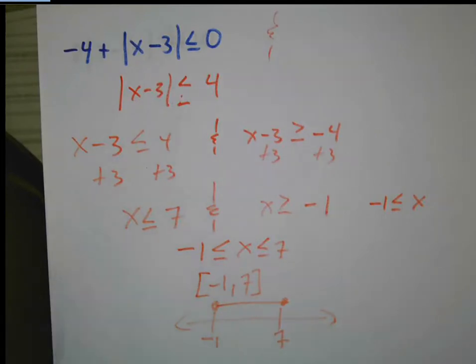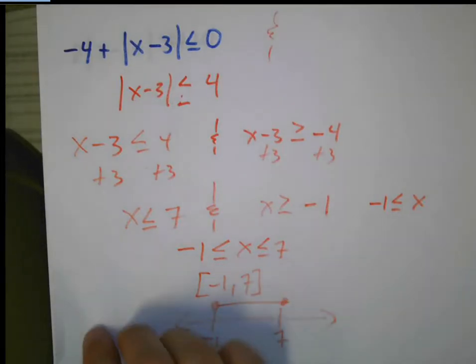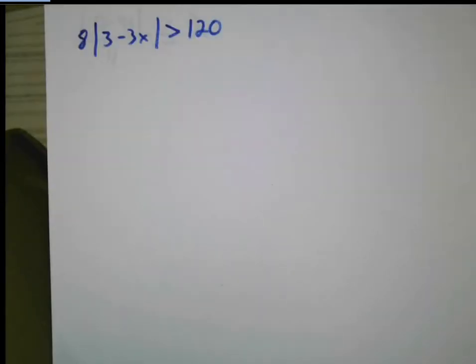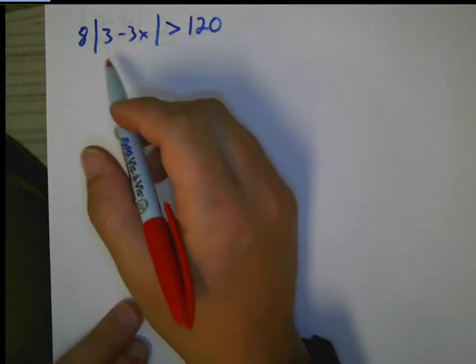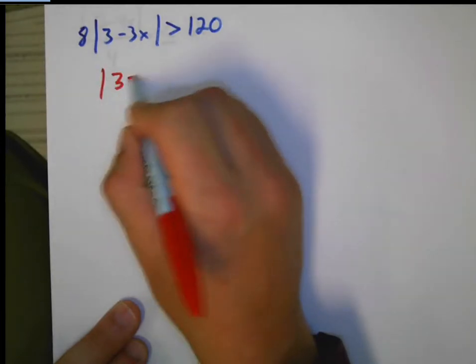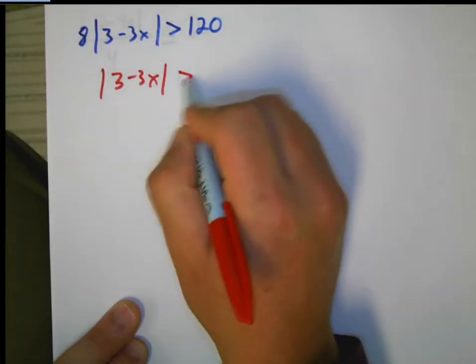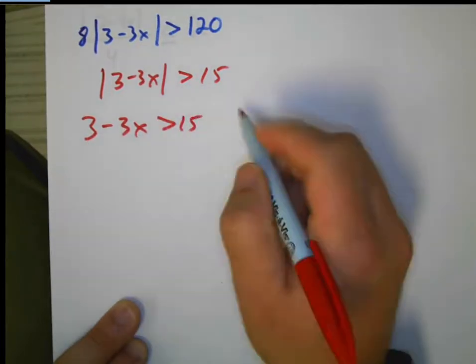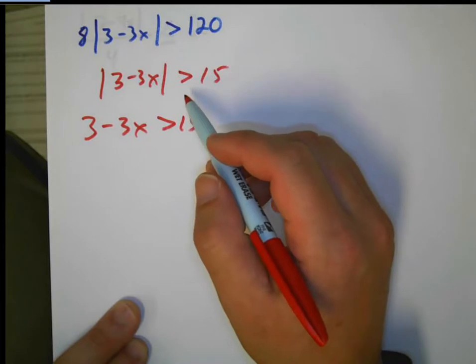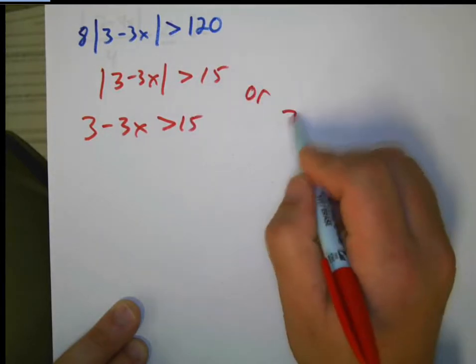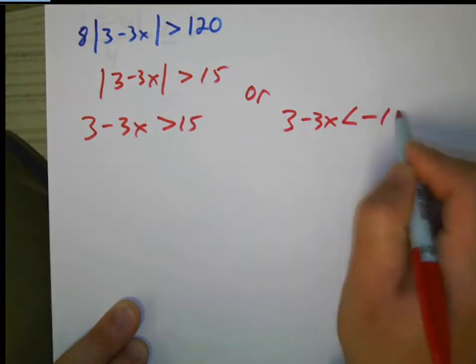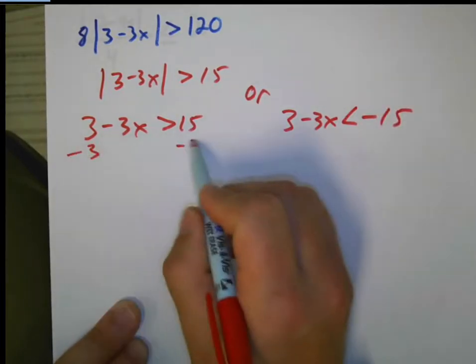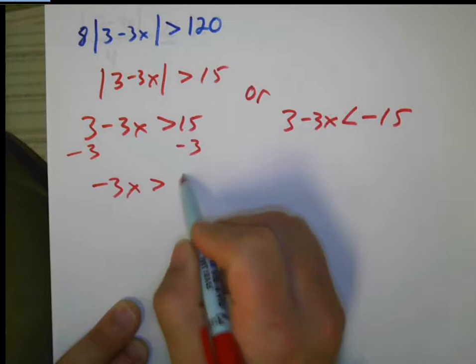So hopefully that's somewhat of a review. If not, it's okay. And then we have this one. So this one, same thing. You want to divide everything by 8. So then we get the absolute value of 3 minus 3x is greater than 15. Set up two problems. 3 minus 3x is greater than 15. And since it's greater than, that's going to be an OR. 3 minus 3x is less than negative 15. Subtract 3, negative 3x is greater than 12.